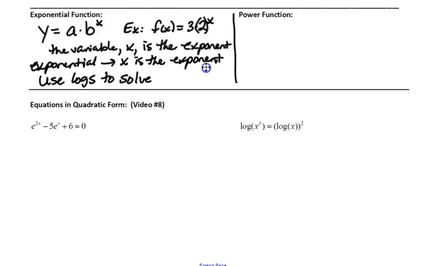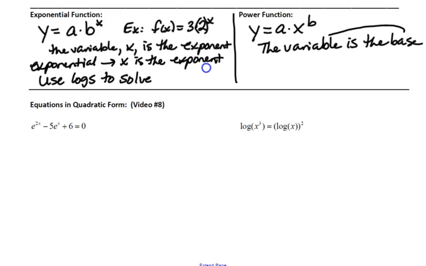Now, how's this different from a power function? In a power function, we have y equals a times x to the b. The variable is the base, not the exponent. Okay, it's the base here. B and a are specific numbers. So for example, I could have f of x equals 3 times x squared. That would be a power function.